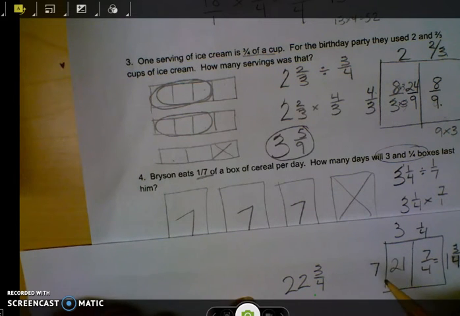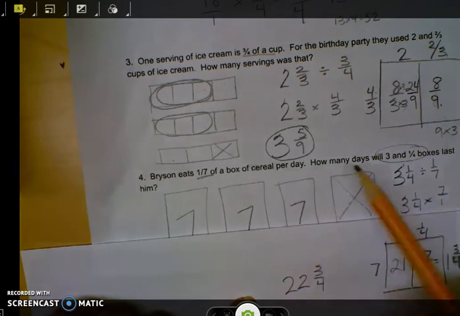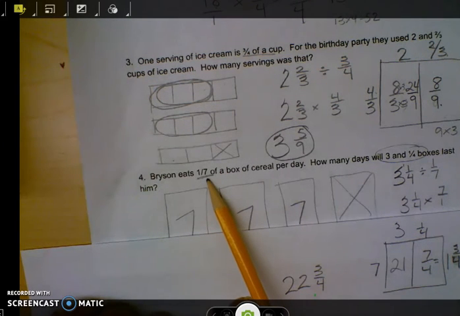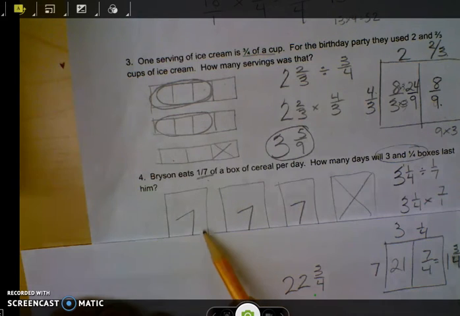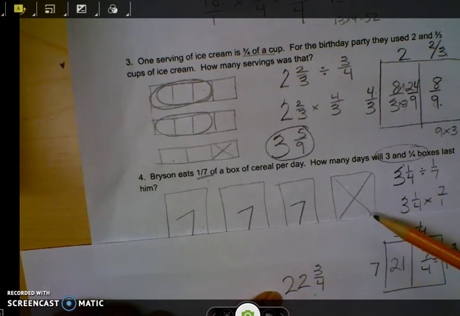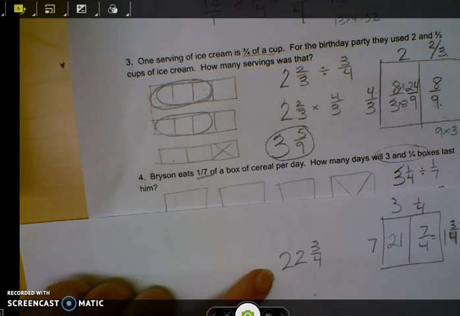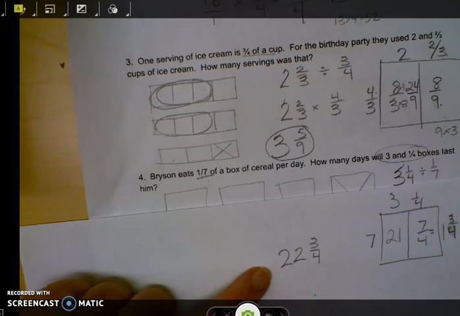Let's make sure my answer makes sense. If I can get 1/7 of a box in one day, I think 22 3/4 makes sense because it's a little bit more than 21. I can get 21 and then a little bit more out of this last piece of my cereal box, that little 1/4 of a cereal box. So I think my answer makes sense. I'm pretty confident that that's the right answer.